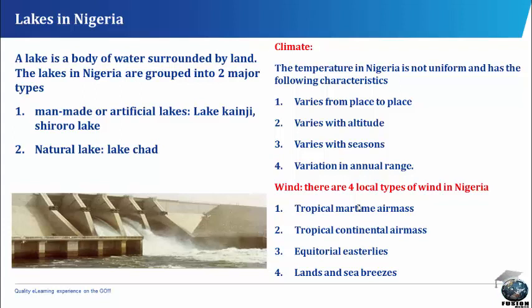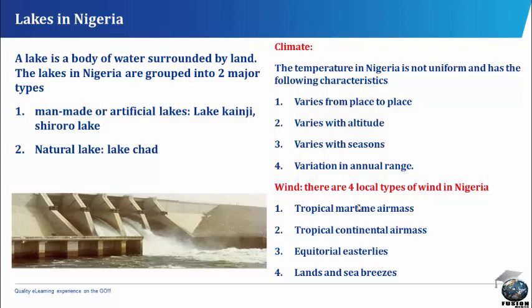Varies with altitude. Places on high altitude like Jos, Obudu, and so on tend to have lower temperature, while the neighboring lowlands have temperature of over 27 degrees centigrade. It varies with seasons. Temperatures are usually higher during the rainy season in the north, but low in the south during dry season. Variation in annual range. The annual range of temperature in the south is between 2 to 3 degrees centigrade, while that of the north is 9 degrees centigrade. Wind. Wind is defined as air in motion.